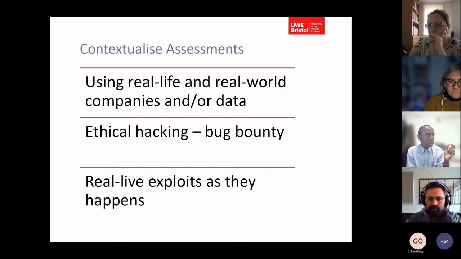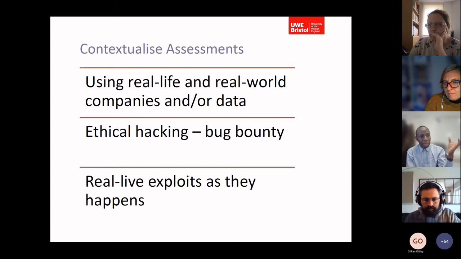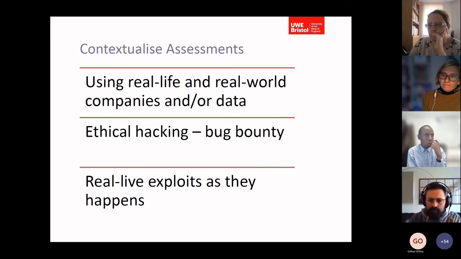So the last one here is a real life exploit. When Log4Shell, sorry about the technical terms, happened last year, that became part of my lab. It allows them to see, okay, that's the attack happening. I created a virtual environment for them to experiment on that, and that gives them a bit of flavor of what's going on in many ways.